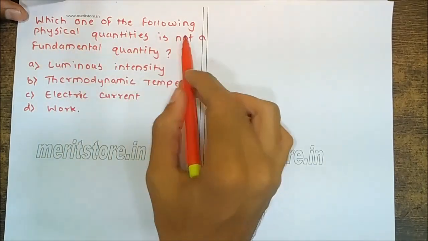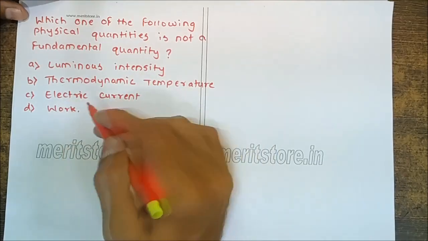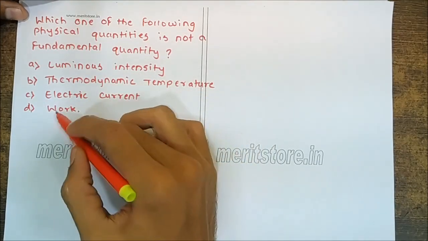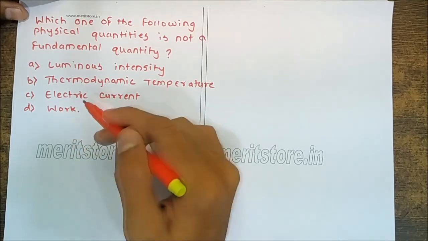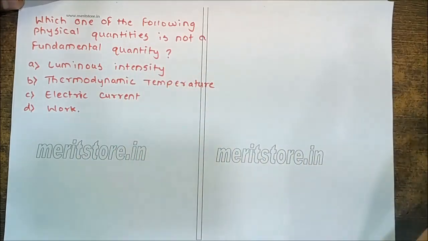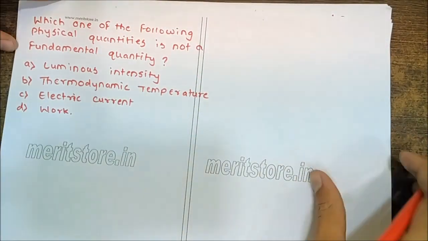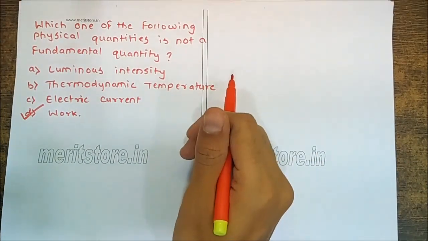Which of the following physical quantities is not a fundamental quantity? Luminous intensity, thermodynamic temperature, electric current, or work? Among all of these, work is not a fundamental quantity just because it depends on force into displacement. A fundamental quantity is a quantity which does not depend on any other physical quantity. So here work is the correct option. It is not a fundamental quantity.